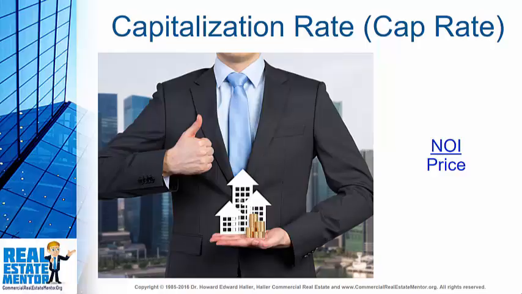NOI divided by price is the cap rate. Now, the NOI could be the pro forma NOI. It could be the actual NOI. It could be anything. It could be your price, their listing price, or the final negotiated price. So your cap rates could fluctuate based on the numbers you're using. If you start off with what they're offering, their NOI based on their numbers and their price, that's one thing.